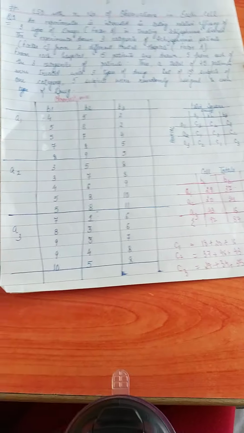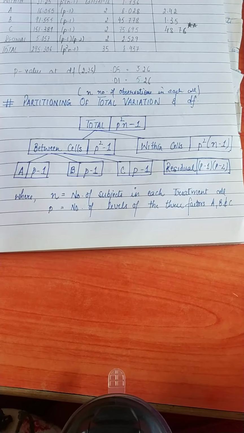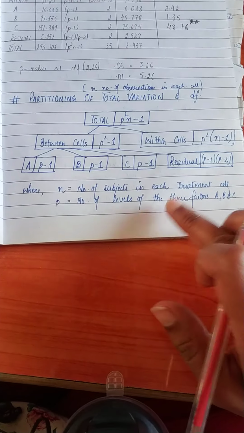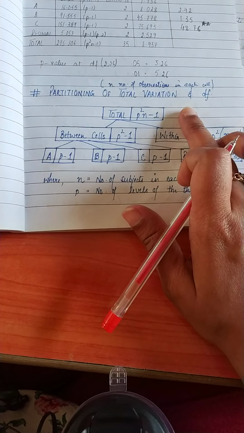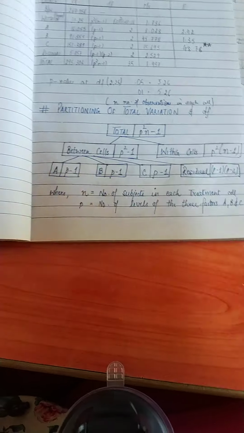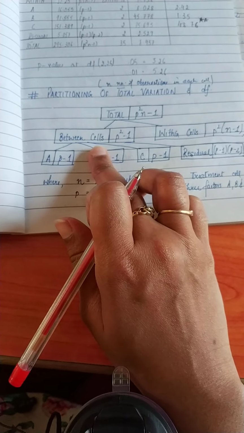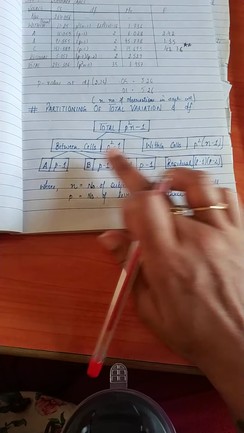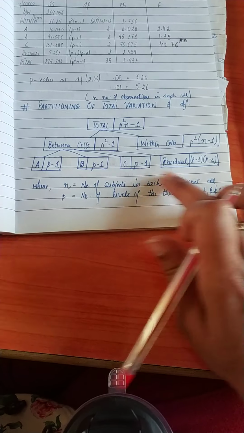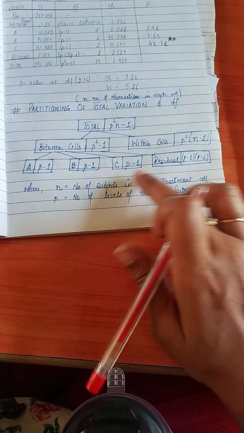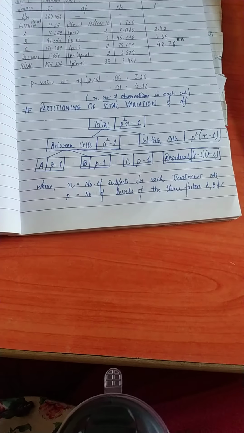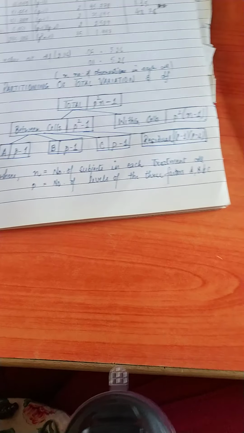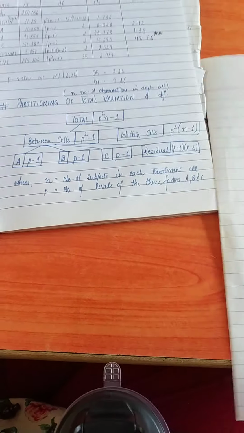So if you see the table, this table, I have also sent the image of this table on the WhatsApp group. So this is the partitioning of the total variation. So this is total sum of squares, which is divided into two, between cell sum of squares and within cell sum of squares. So between cell sum of squares के आगे चार parts हैं, A sum of square, B sum of square, C sum of square, and residual sum of square. So from this table it is very clear what will be the steps that will be followed for the calculation of Latin square design.